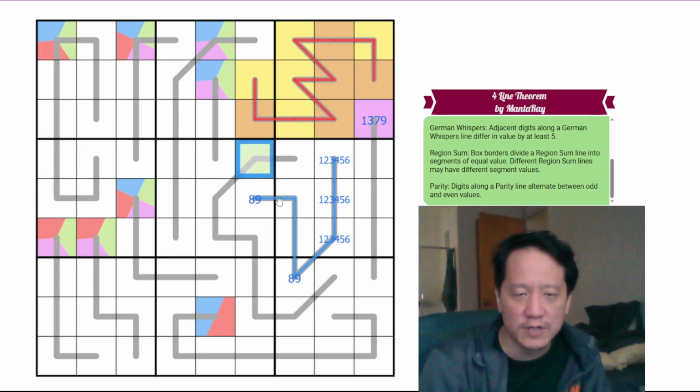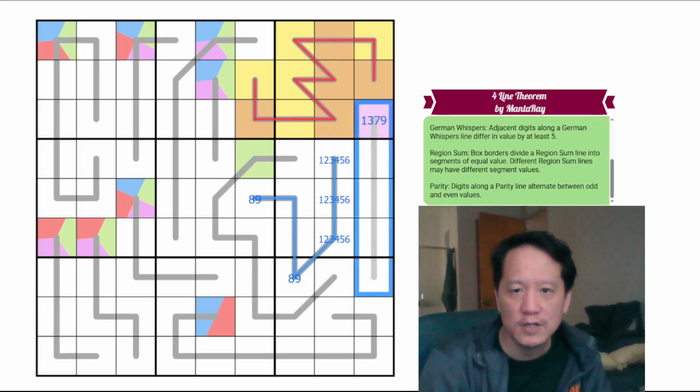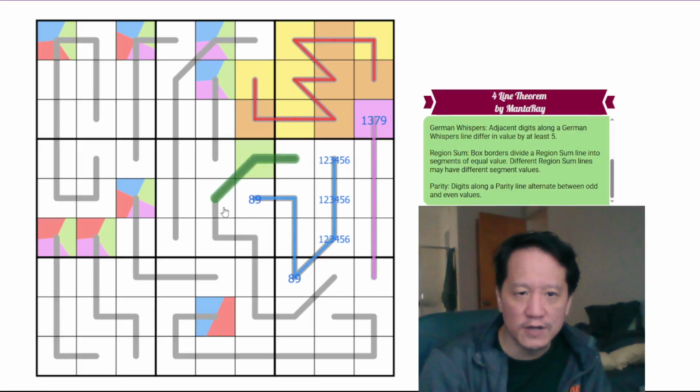So this has to be Renban, and this can't be Whisper 5. This can't be Renban, it's Whisper 5 because it's orthogonally adjacent to a Renban line. So this is Renban. This is Whisper 5. Which means none of these can be Whisper 5, and this can't be Whisper 5. So we have a blue-pink pair here. So one of these is region sum.